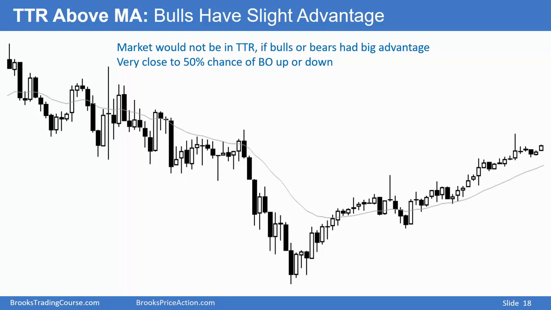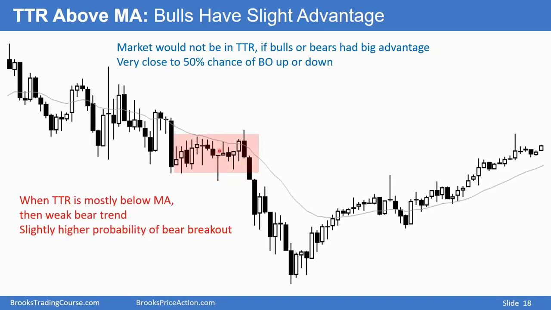Whenever you see a tight trading range, you should conclude that neither the bulls nor the bears have a big advantage. The market would not be in a tight trading range if one side or the other had an advantage. It would be trending up or down. When it's in a tight trading range, 50% chance you'll get a bull breakout, 50% chance you'll get a bear breakout.